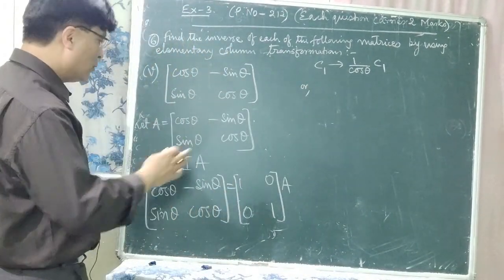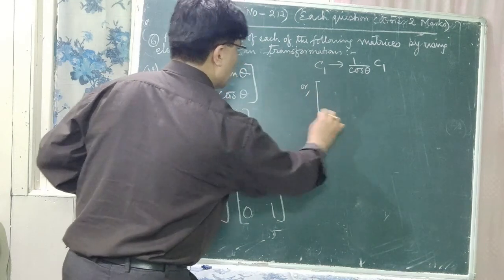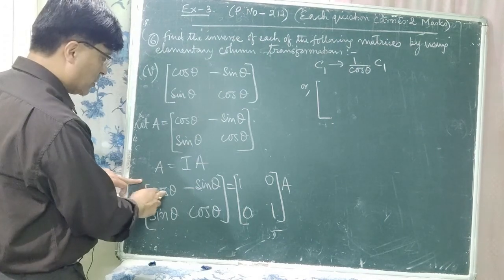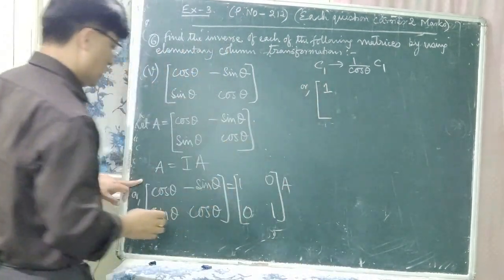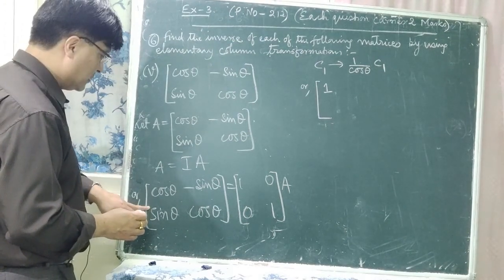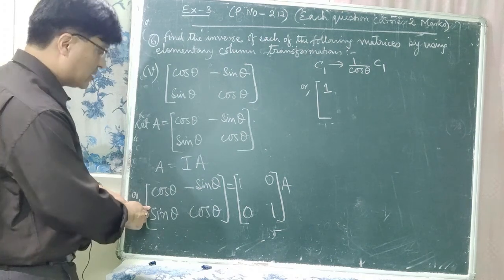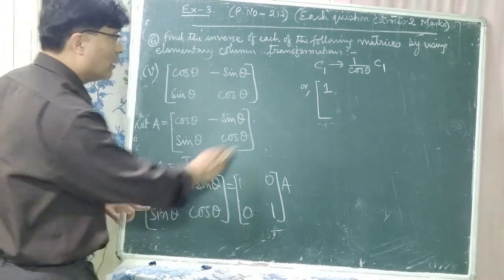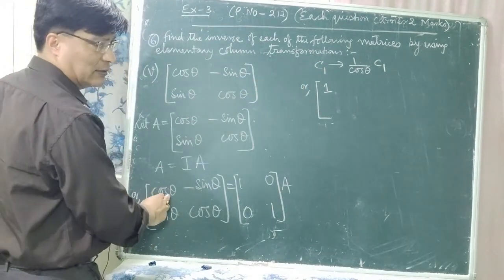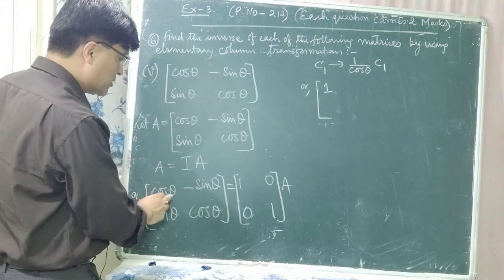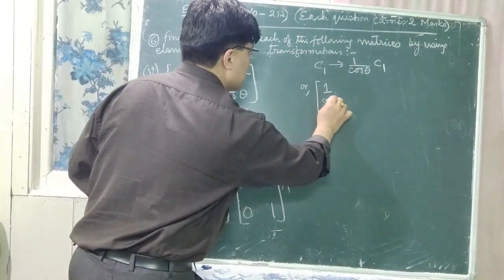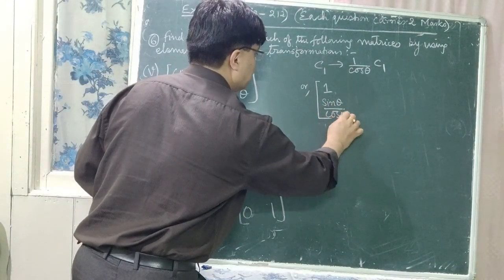Now column 1 is changing. How does it change? This column 1 is multiplied by 1 by cos theta. So 1 by cos theta into cos theta is always 1. It is 1, right? Okay, then this is also changing, isn't it? So it will be 1 by cos theta into sin theta. First it is cos theta into 1 by cos theta is 1. Then sin theta into 1 by cos theta is, you should write here, sin theta by cos theta.